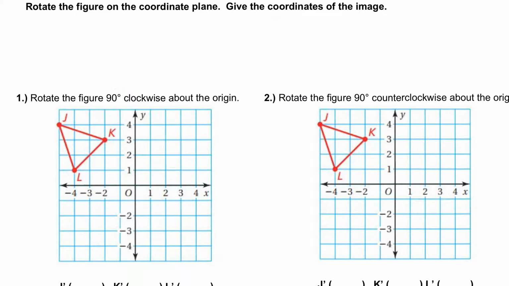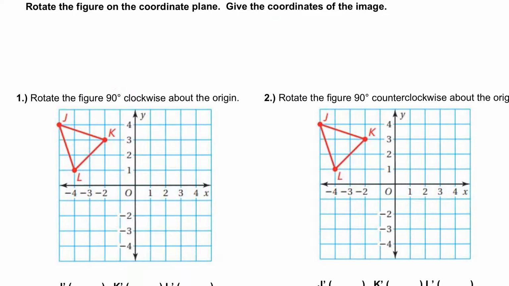Okay. And we're going from about a majority of our shape in the first quadrant to a majority of our shape in the fourth quadrant here. So that's just a 90-degree turn. So our rotation there is 90 degrees clockwise.